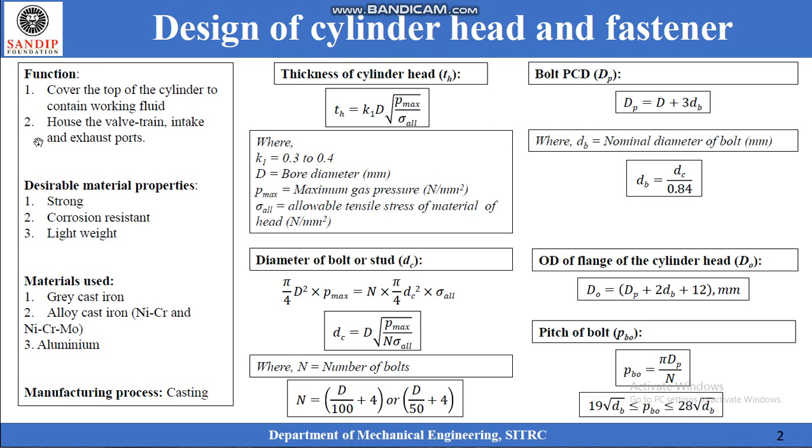The function of the cylinder head is to cover the top of the cylinder to contain the working fluid along with the cylinder. It also houses several important parts of an IC engine such as valve train and intake and exhaust ports. Some of the desirable properties of a cylinder head are: it should be strong enough to withstand the gas pressure just like the cylinder, it should be corrosion resistant, and it should be light in weight, which leads to choice of the materials such as grey cast iron and alloy cast iron, which are strong enough.